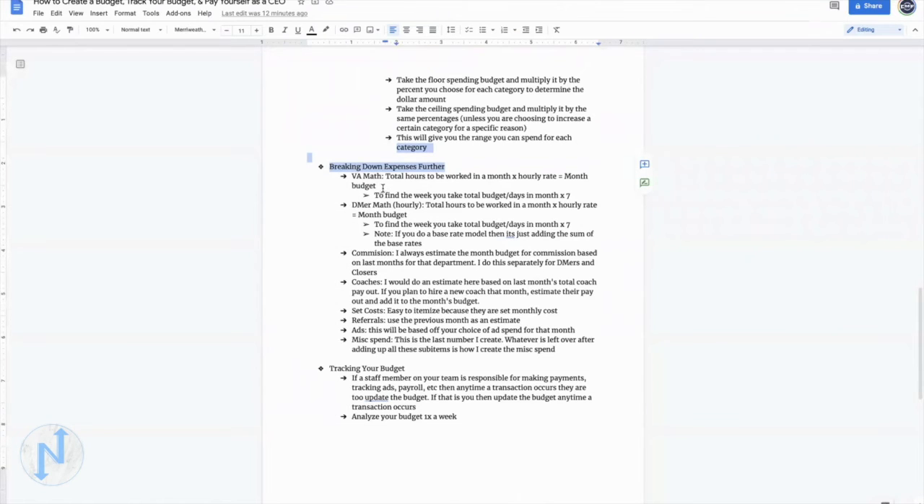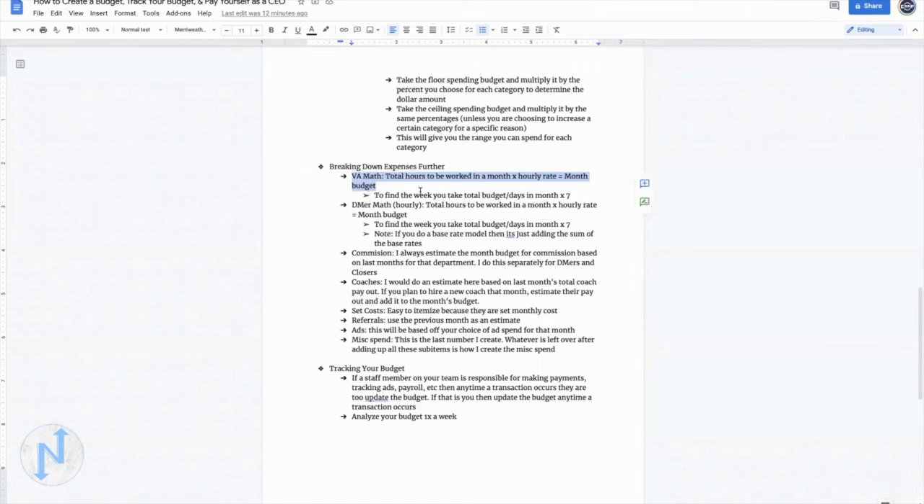Okay. So breaking those expenses down further. I have the math for each of these, and I'll go through it for you guys. So the VA math is you'll take the total hours of your whole entire VA department that are going to be worked in the month. You multiply that by the hourly rate, and that will give you the monthly budget, right? So this is how many hours they're going to work. This is how much we're going to spend. This is the max amount that we can pay for VAs this month.